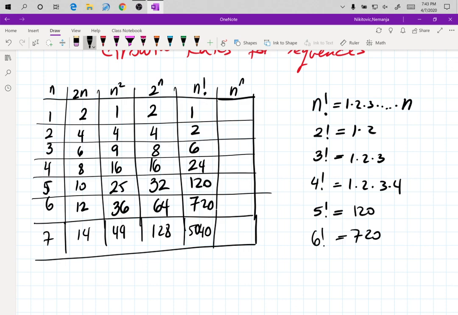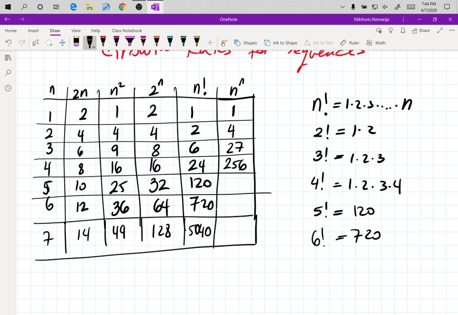And now we get to the king of kings, n to the n. That's 1 to the 1, which is 1. And 2 squared is 4. And now 3 cubed is 27. And then 4 to the 4. That's 256. Right here, right on the line 4. It already went up.